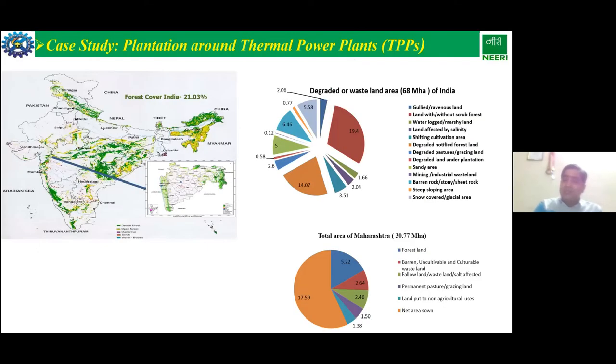So friends, now we will discuss what type of green belt we have developed, especially in the thermal power plants area. As we know, friends, in India we have only 2.4% of the land area, means 329 million hectares of land. If we see our country, we have more than 21.03% of forest, in which we have 68 million hectares of waste or degraded lands, spread in different parts of the country, categorized into different categories like mining, barren rock, steep sloping, snow covered, and other forms of degradation of the land in India.